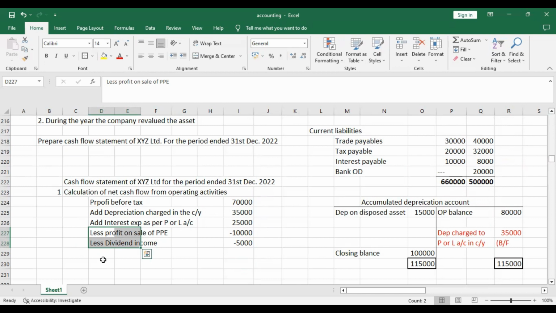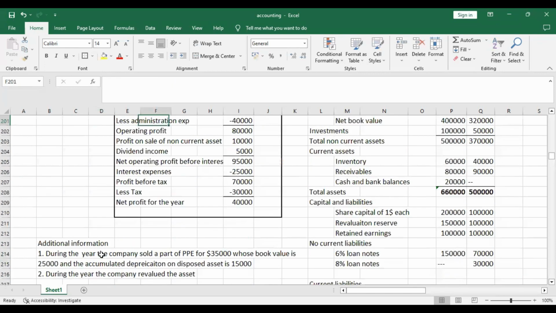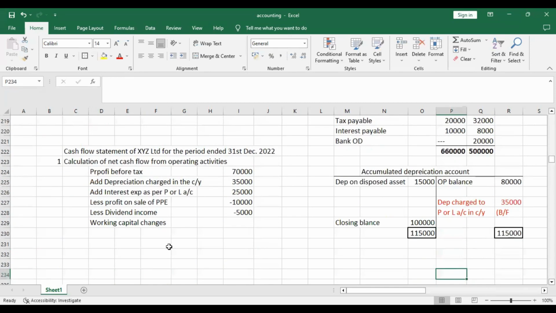Next, working capital changes. What are the working capital changes? You need to look into inventory increase or decrease, receivables increase or decrease, payables increase or decrease. Now go to the balance sheet. In the balance sheet, inventory, what happened? Compared to 2021 and 2022, there is an increase of 20,000. Why? 40,000 is the opening balance, closing balance is 60,000. That means how much increase compared to the previous year? 20,000 increase.